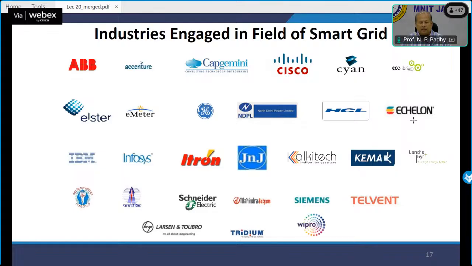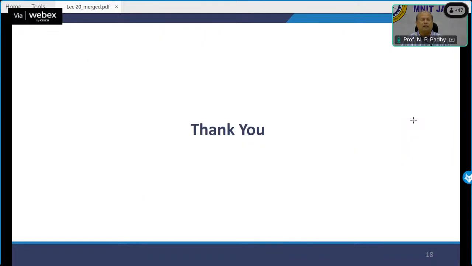You may also explore collaboration with industries such as Accenture, ABB, E-Meter, Infosys, IBM, Siemens, Relevant, PowerGrid, SCL, Cisco, GE, and almost everyone in this world is currently working on smart grid. Okay, so I think that's all.